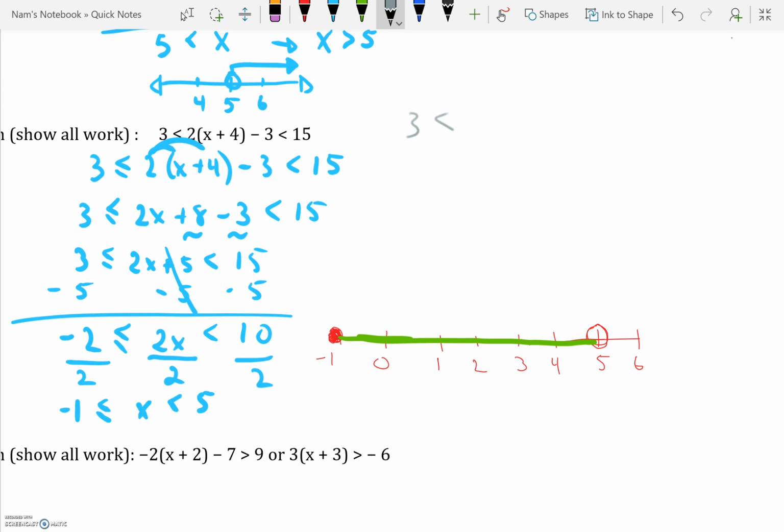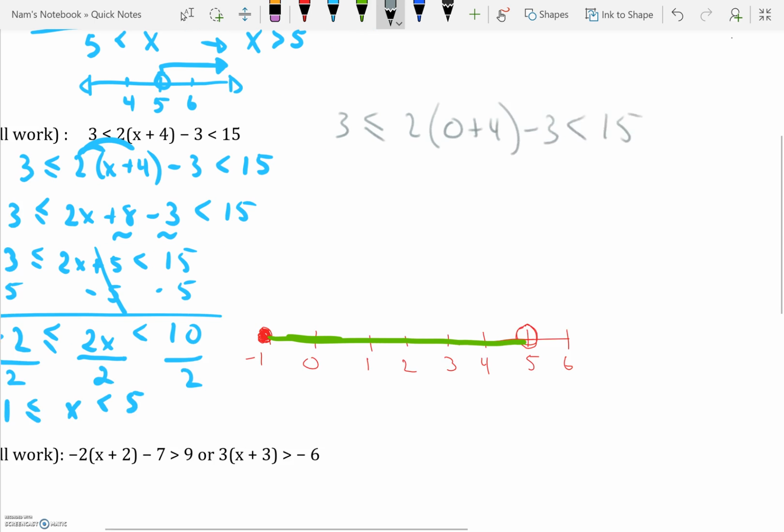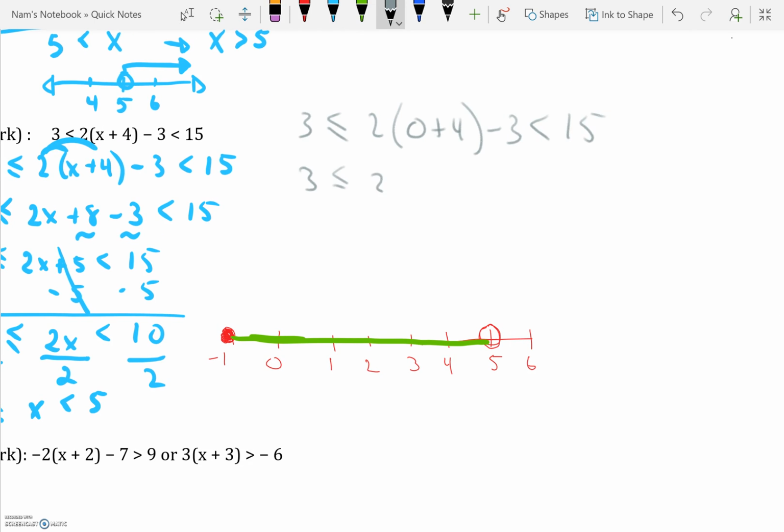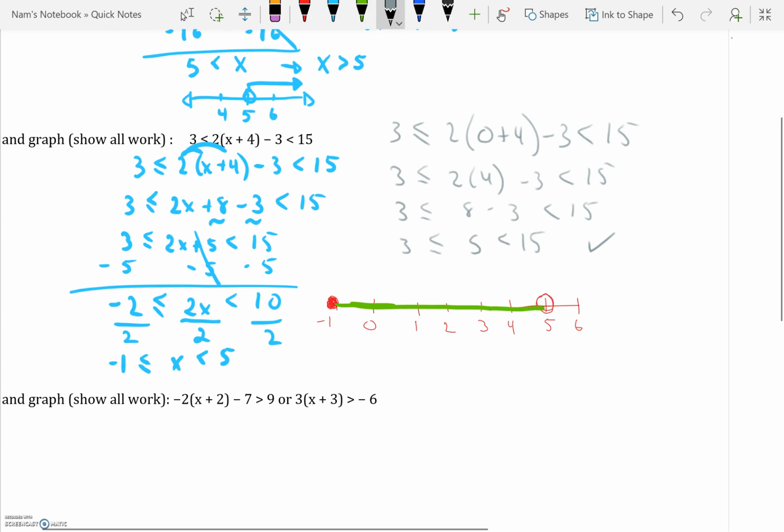3 is less than or equal to 2 times 0 plus 4 minus 3 is less than 15. So I get 3 is less than or equal to 2 times 4 minus 3 is less than 15. 3 is less than or equal to 8 minus 3 is less than 15. 3 is less than or equal to 5, which is also less than 15. And that is definitely a true statement. 5 is greater than 3, but less than 15. So we have a true statement, which means I have the right solution set drawn on the number line. Okay, so that would be a conjunction.